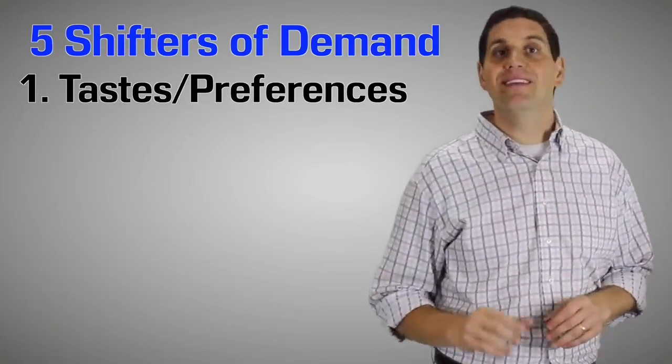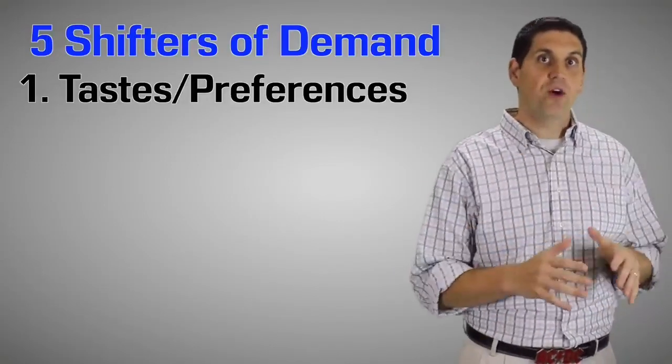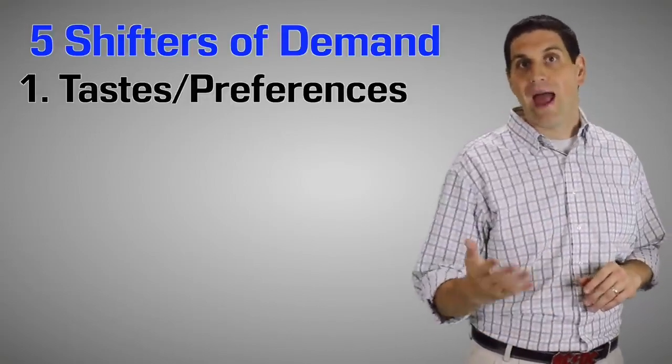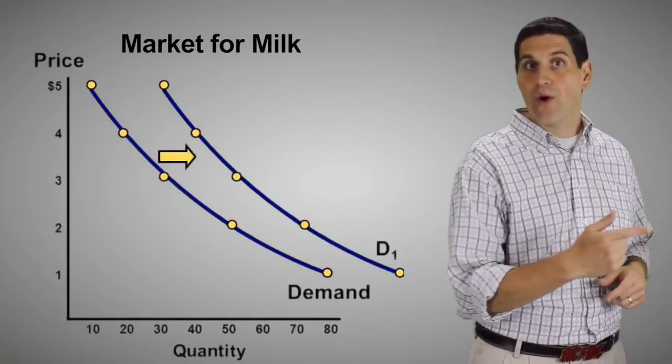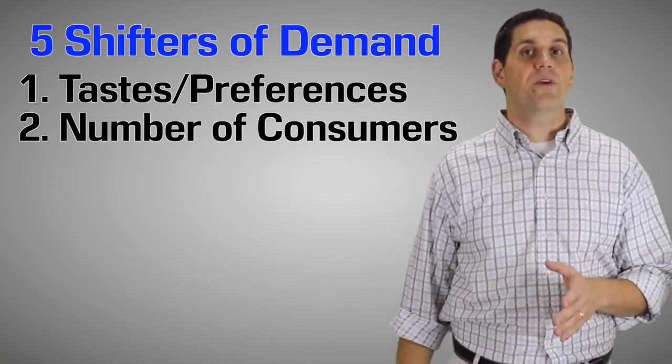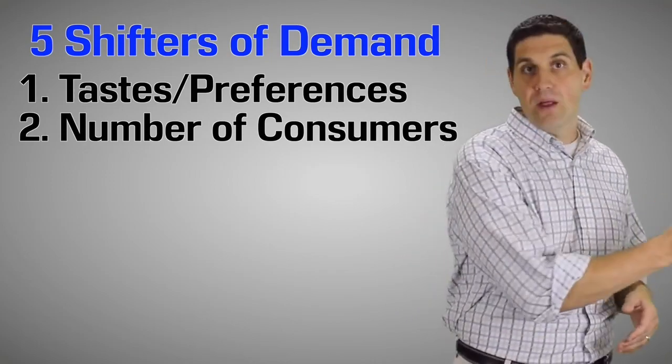The first shifter of demand is tastes and preferences. For example, what if a new study comes out that says that kids who have milk in the morning before they go to school do better at school and they're smarter? Well, that would increase the demand. The demand curve would shift to the right. Another shifter would be the number of consumers. Right? If all of a sudden new customers come into town, that's going to increase the demand for milk.